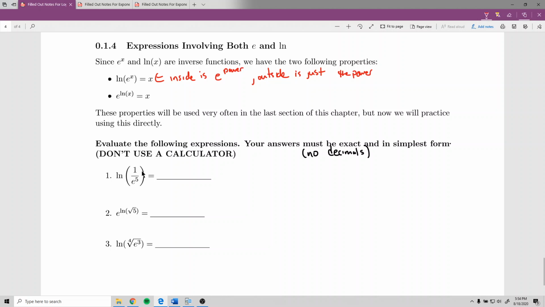but not directly. What we have to do is flip the fraction inside. We can't have e on the bottom. We need it on the top. And remember, when we flip the fraction, we change the sign of the exponent. So we get the natural log of e to the negative 5 and then over 1, but that doesn't do anything. Now we have it looking like our property here. The natural log of e to the negative 5 is just negative 5.